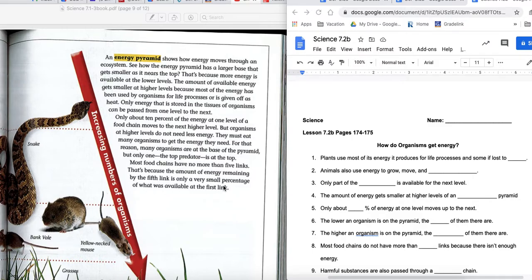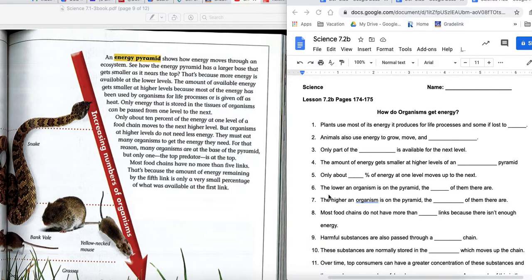So it's not 10% plus 10% plus 10%, guys. It's 10% times 10%. So it's 1/10, 1/100, 1/1000, 1/10000, 1/100000 of the amount of energy down here by the time you get to the top one.